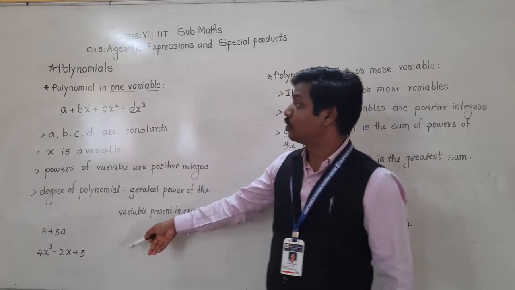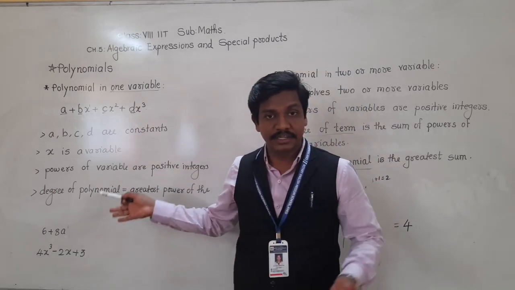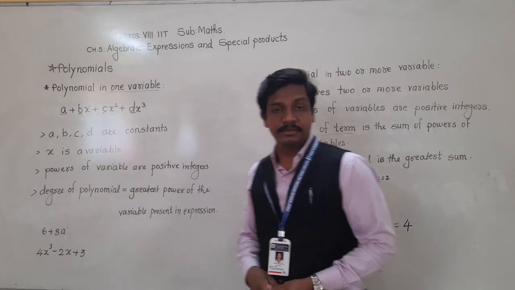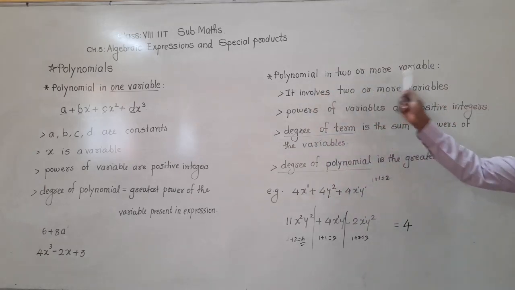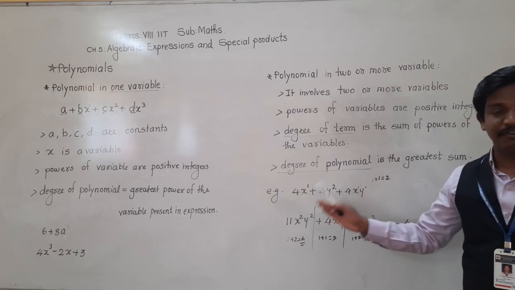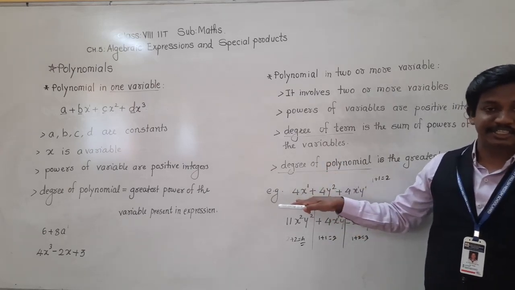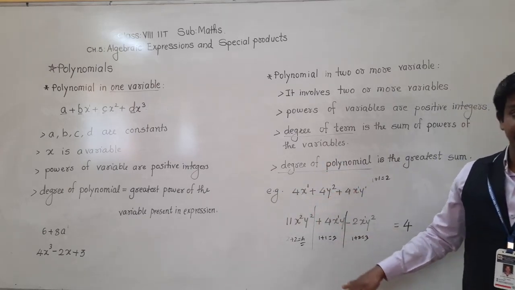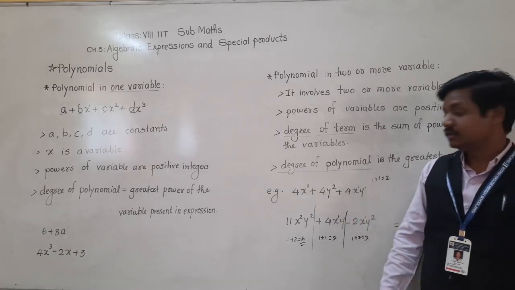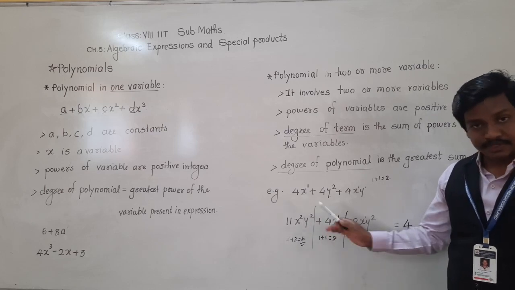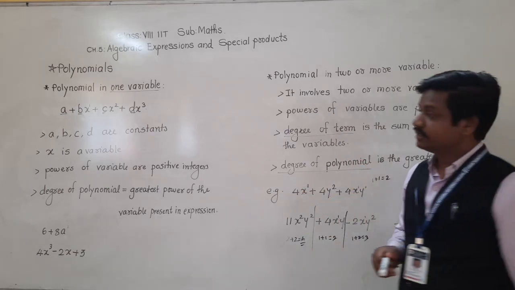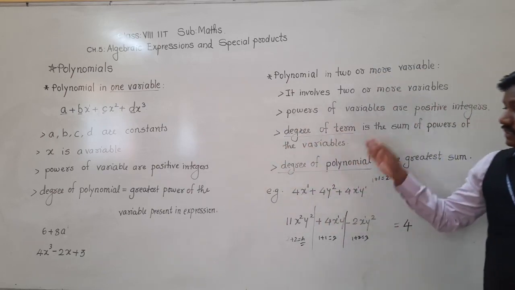Okay, and the degree of polynomial. In a polynomial in one variable, finding the degree is very easy: the highest power of the variable, since there is only one variable. But for a polynomial in two or more variables, first we need to find the degree of each term, that is, add the powers of the variables present in each term, and the highest sum of the powers of the variables is the degree of that whole polynomial. Okay, so now write these things in your notebook.